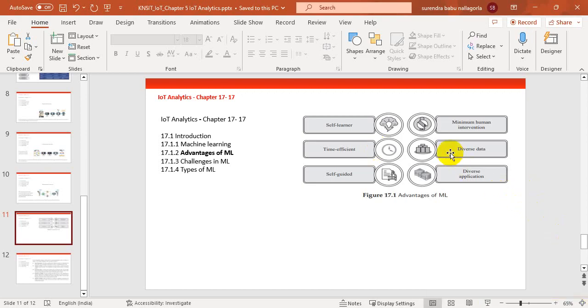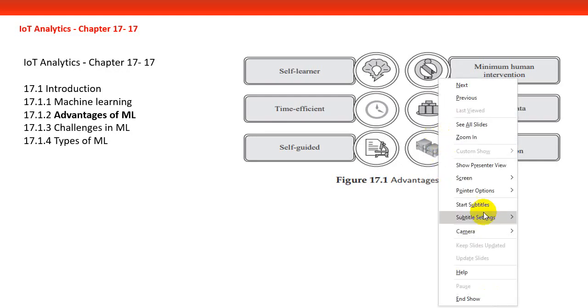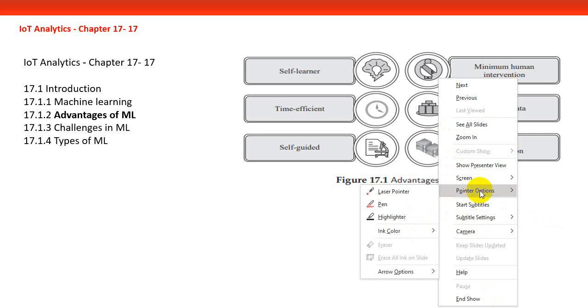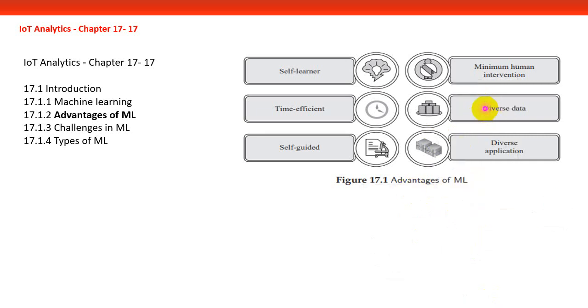And diverse data. What I'm trying to tell here is that diverse data means you can use this for different kinds of data, not only a particular kind of data. One example: machine learning algorithms can be used for temperature sensor data or camera sensor data, or to drive drones, to drive motors, for multiple purposes. Diversified data means different kinds of data. You have to understand that.